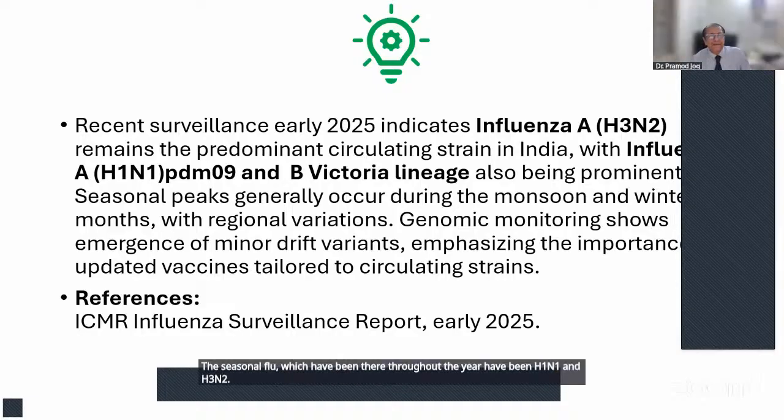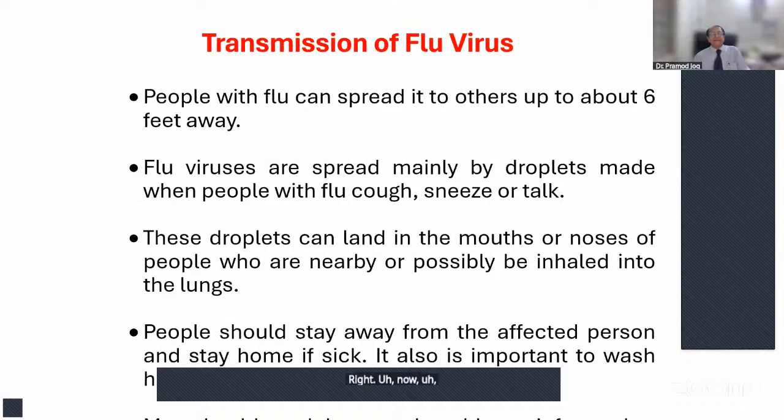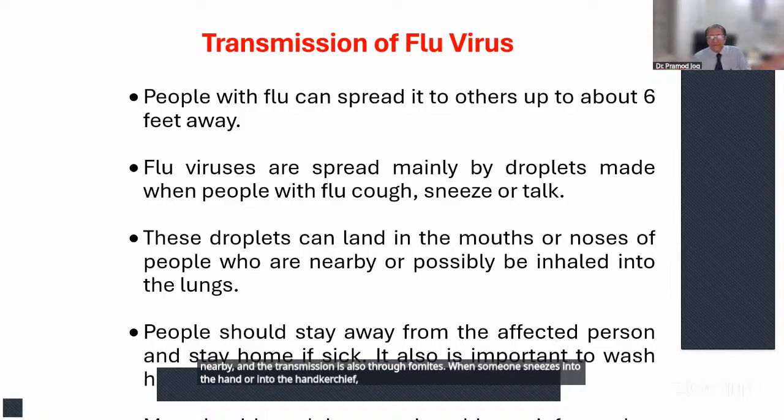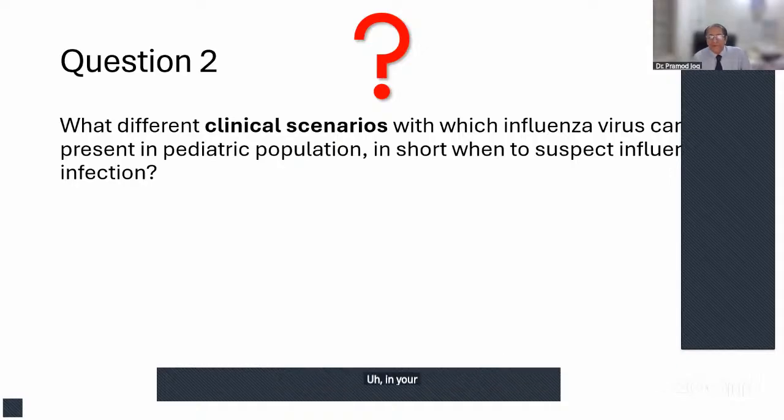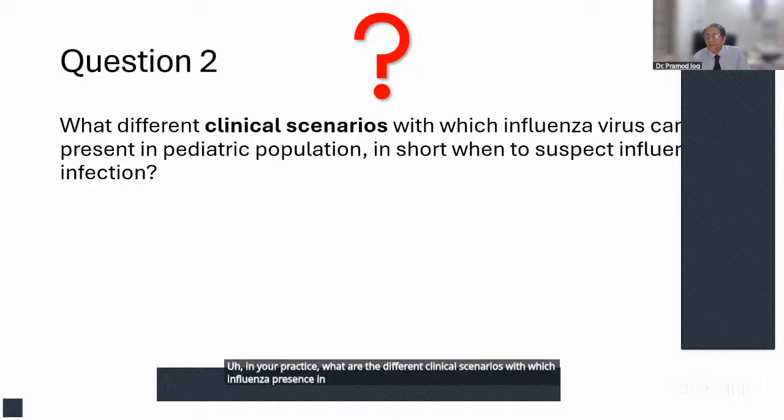Right, yes, sir. Now, this flu virus spreads to others up to about 6 feet, mainly by droplets. These droplets can land in the mouth or nose of people nearby. Transmission is also through fomites: when someone sneezes into the hand or handkerchief, or touches the hands on a table, that also acts as a source of transmission. So, Dr. Somashekar, in your practice, what are the different clinical scenarios with which influenza presents in the pediatric population?